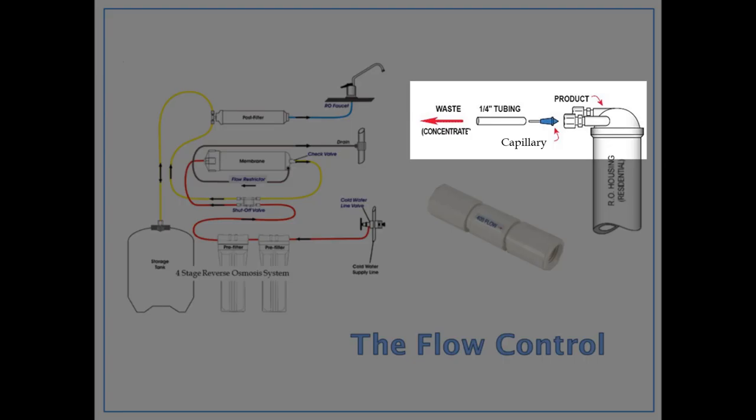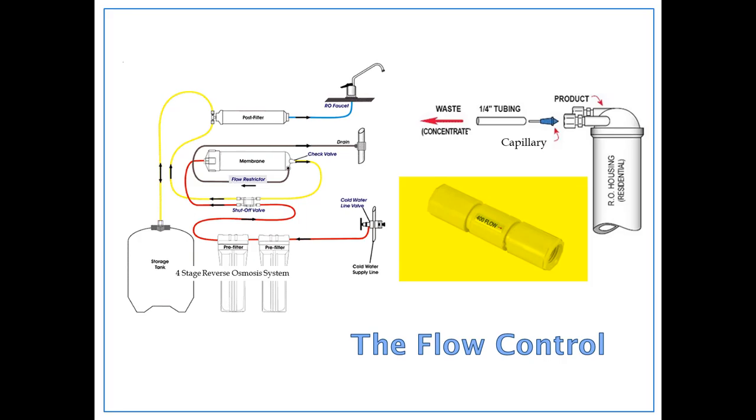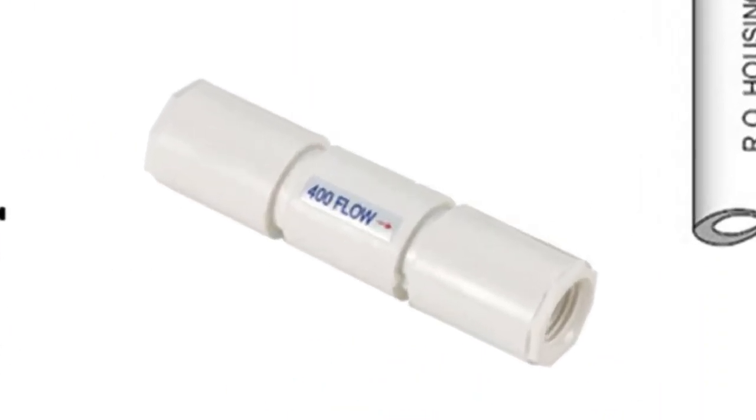We're normally using an external versus the internal, okay? And most of them are going to have the flow 100 in that particular example. It's giving you an indication that that is going to be 400 milliliters per minute to drain.